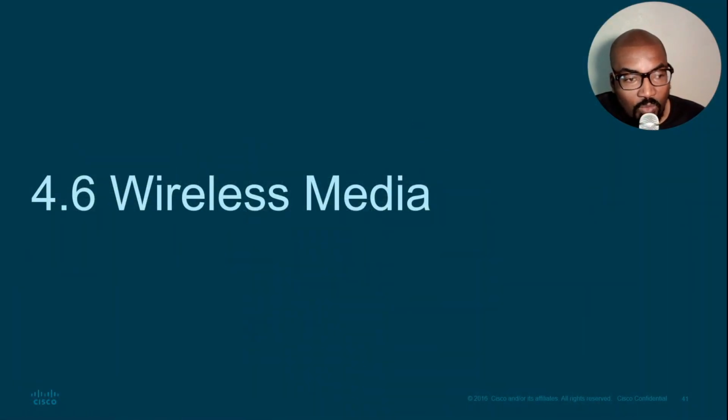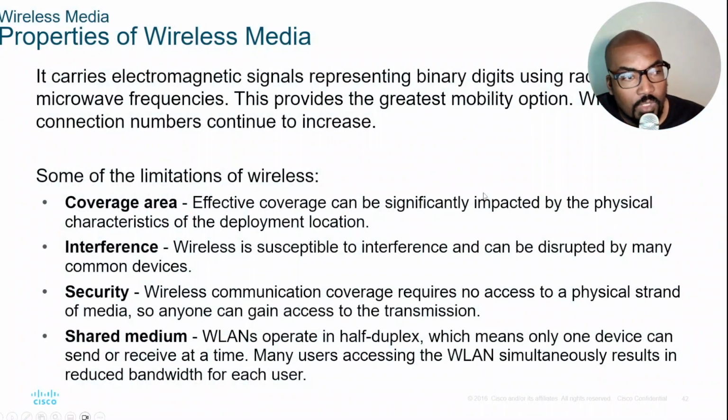Let's talk about wireless media, also known as Wi-Fi. Properties of wireless media: it carries electromagnetic signals representing binary digits using radio and microwave frequencies. This provides the greatest mobility option. Wireless connection numbers continue to increase. That is exactly right, right?